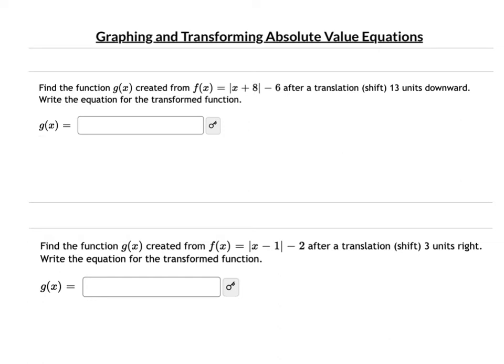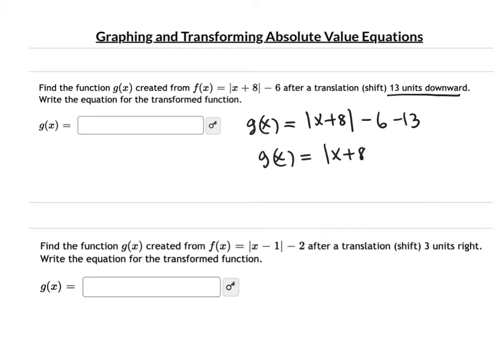This top one is a 1-step. We're going to move everything down. That's vertical. So y is being affected. So this is g of x equals my new function, absolute value of x plus 8, and then minus 6, and then we're going to go down 13 more, minus 13. So my g of x equation is the absolute value of x plus 8 minus 19.